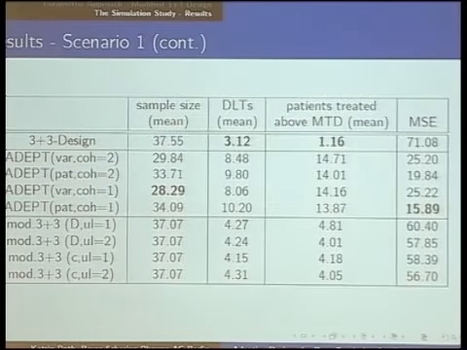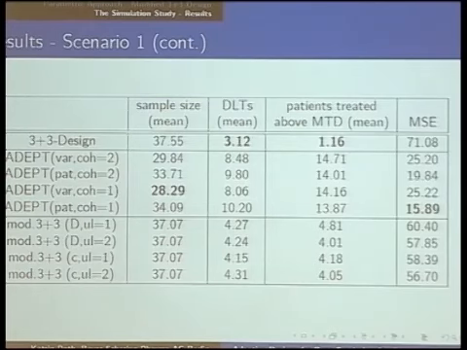I didn't only have a look at the chance of finding the right MTD, but also at some other things. First of all, the sample size. I set the sample size of the modified 3+3 design to be about the same as this one. And in the Bayesian approach, the sample size was a bit lower. Then I had a look at the average number of dose-limiting toxicities observed in each run. For the 3+3 design, it was around 3.